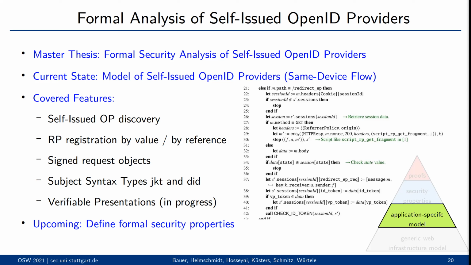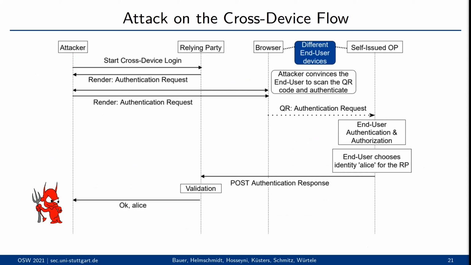Now you see that the model currently only covers the same device flow, and the next slide is about why. So in the security considerations document for SIOP of the working group, there is this attack I have sketched here. In short, the attacker can start an authentication flow for the cross-device flow with a relying party, and if they can convince the self-issued OpenID provider of an honest end user to scan that QR code and authenticate, they log in the attacker in their session. So currently I cannot prove the security of that.